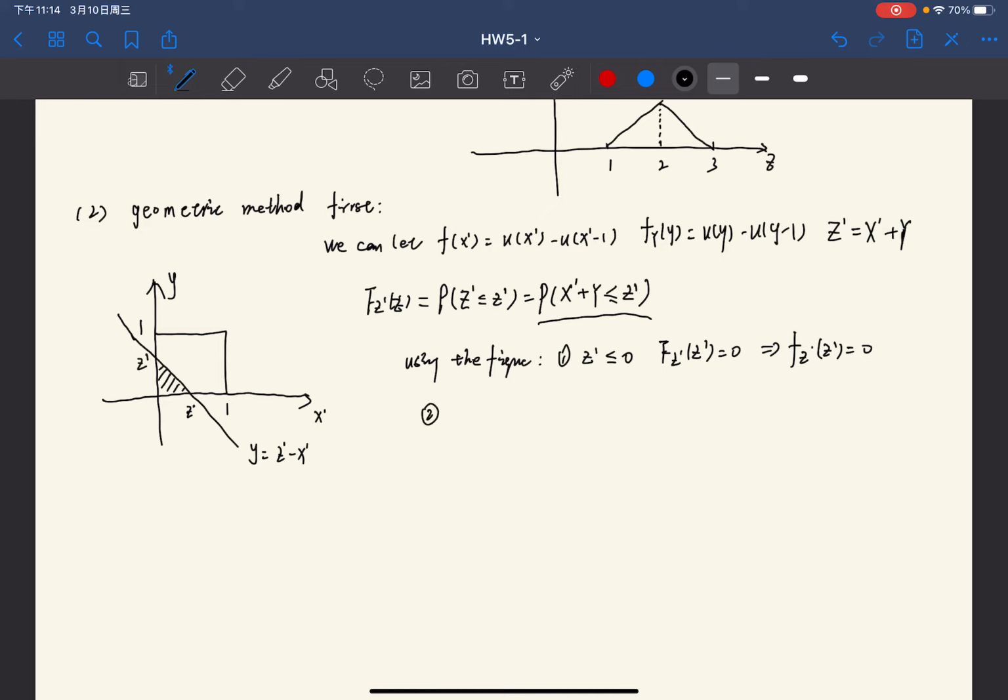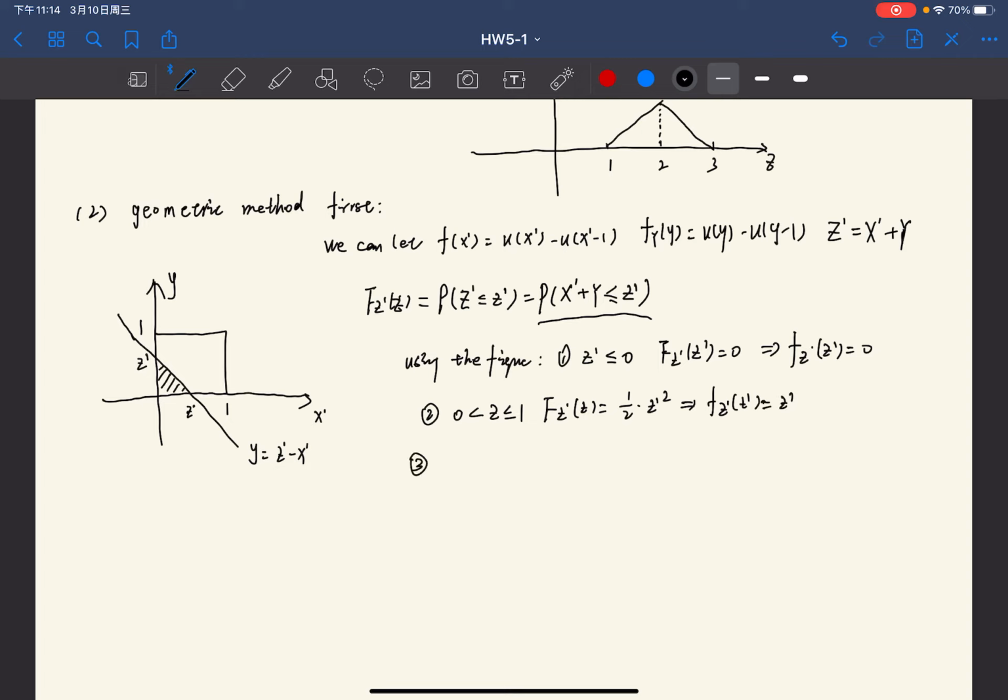In the second circumstance, when z prime is between 0 and 1, it is obvious that in this circumstance the distribution function should equal the area of the shaded region, so it equals 1 divided by 2 multiplied by z prime to the power of 2. And so we can calculate the probability density function of z prime, which should equal z prime.